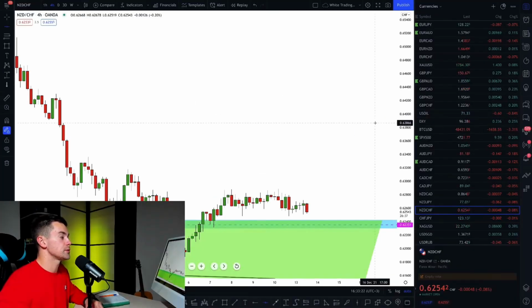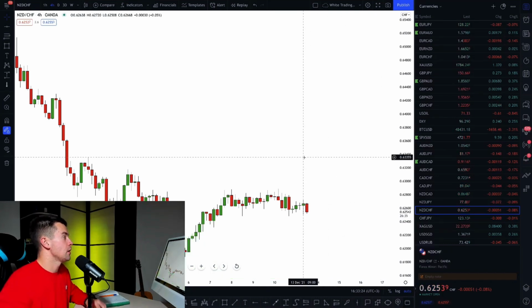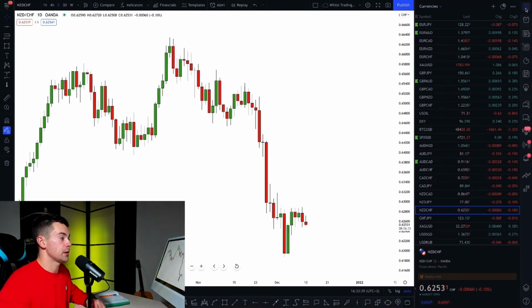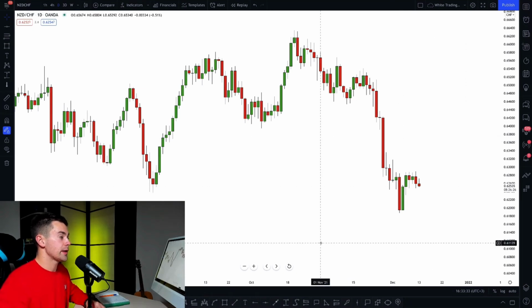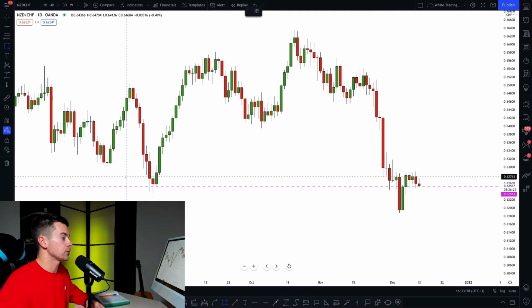Let's open New Zealand Swiss pair. Yes, I'm on the New Zealand Swiss pair, and here let's open a daily time frame. Look what we see on a daily time frame. Here on the left we have a key level. Look, over here we have a very nice horizontal key level.